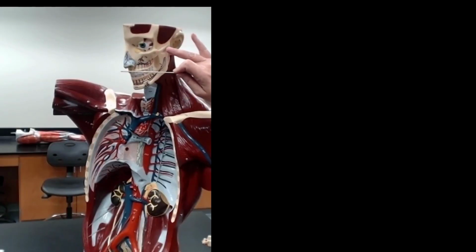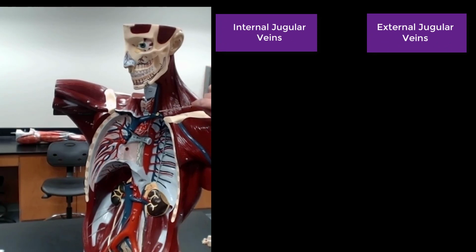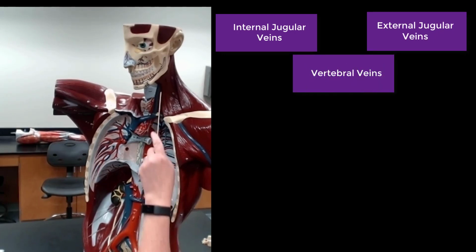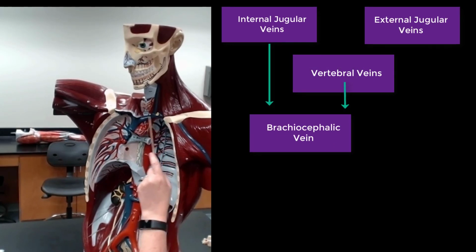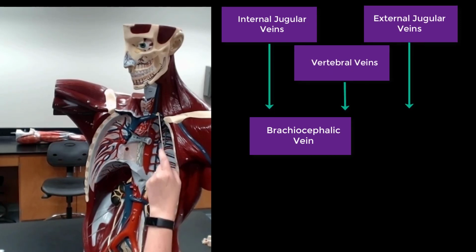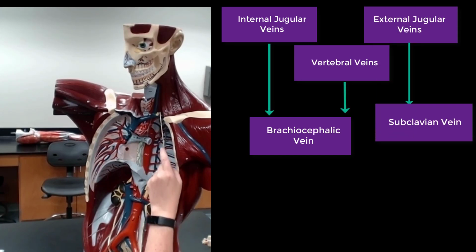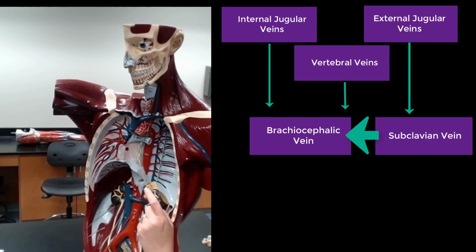Okay, blood draining from the head is going to drain through the internal and external jugular veins, as well as the vertebral veins. The internal jugular veins and the vertebral veins are going to drain into the brachiocephalic veins. The external jugular veins are going to drain into the subclavian veins just before they turn into the brachiocephalic veins. They're right there on the border.